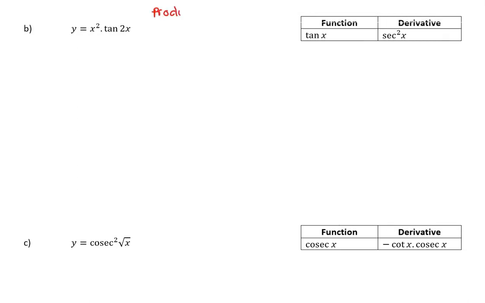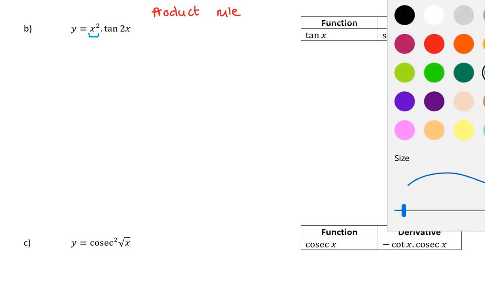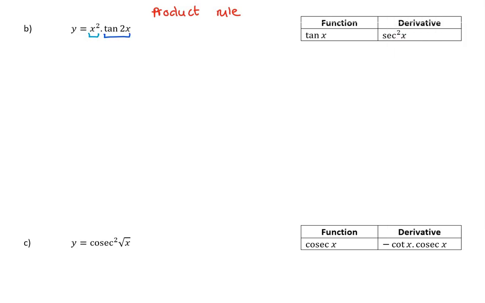Simply because I have a product of two functions, and just note that these two functions are completely unrelated, so it's not like I can simplify that product. So now we're going to rehash the product rule. Function number 1 is x squared, and function number 2 is tan 2x. So let's get going. The product rule is a nice one.